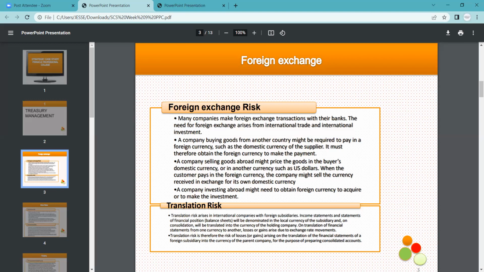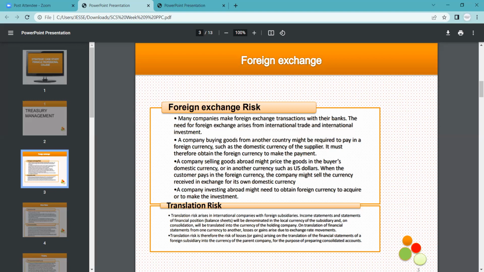So the local businessman, another example, operating in Ghana, wants to buy some things in America, right? They would need the American dollar to be able to make those purchases or to be able to make the payment.